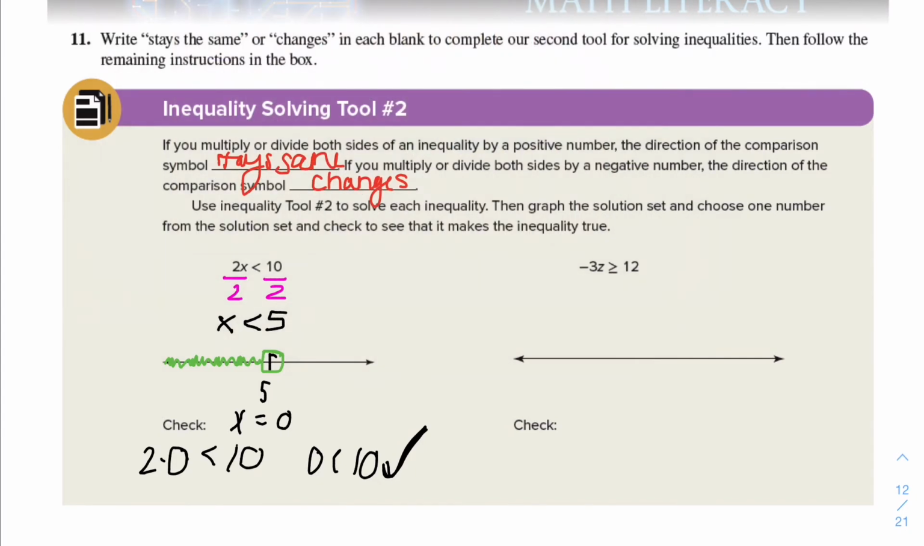Now if we look at the second one, we want to go ahead and we're multiplying by -3. So we're going to go ahead and divide by -3.